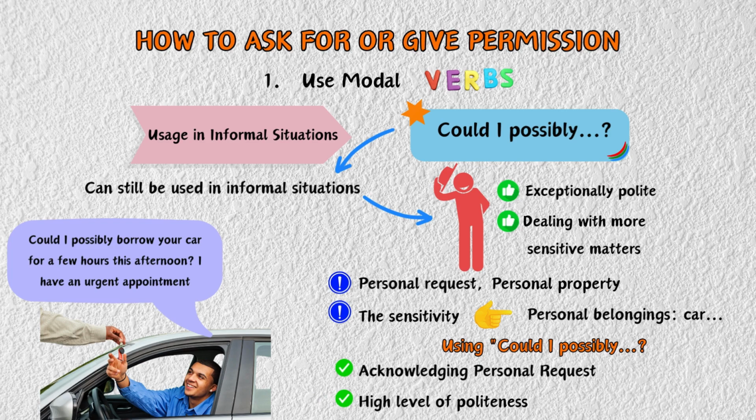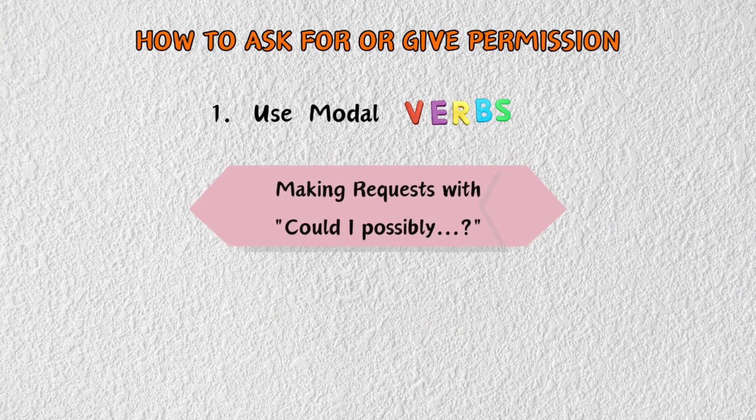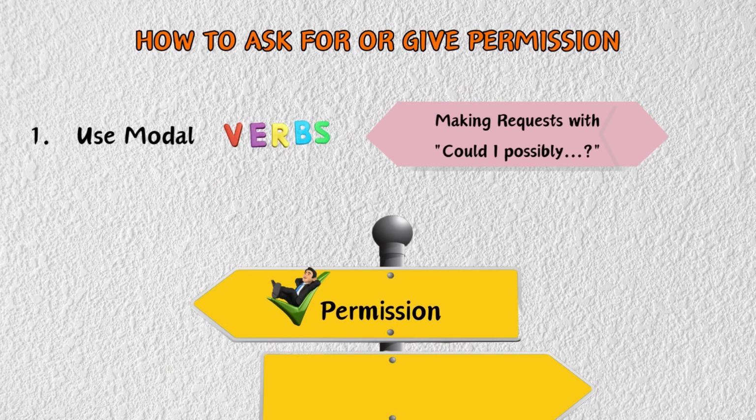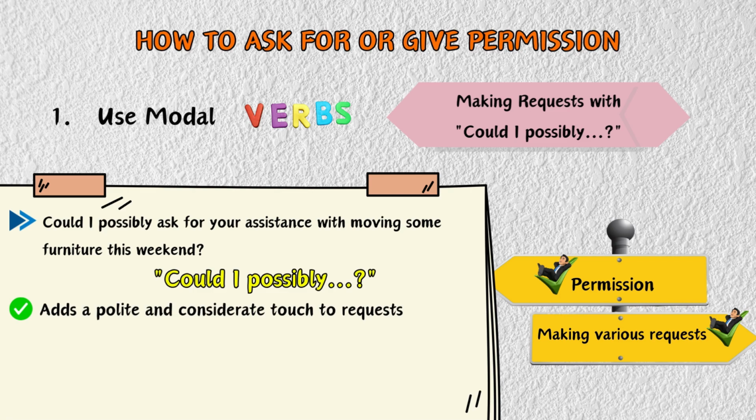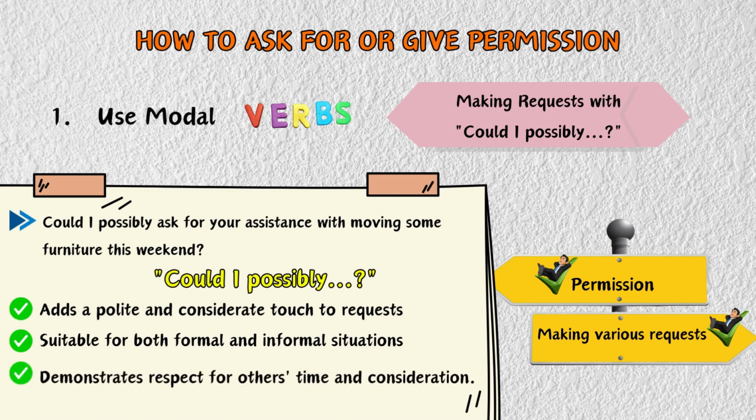Making requests with could I possibly? This phrase is not only used for permission, but can also be employed when making various requests. Example, could I possibly ask for your assistance with moving some furniture this weekend? In summary, could I possibly is a versatile phrase that adds a polite and considerate touch to requests, making it suitable for both formal and informal situations. It demonstrates respect for the other person's time and consideration.